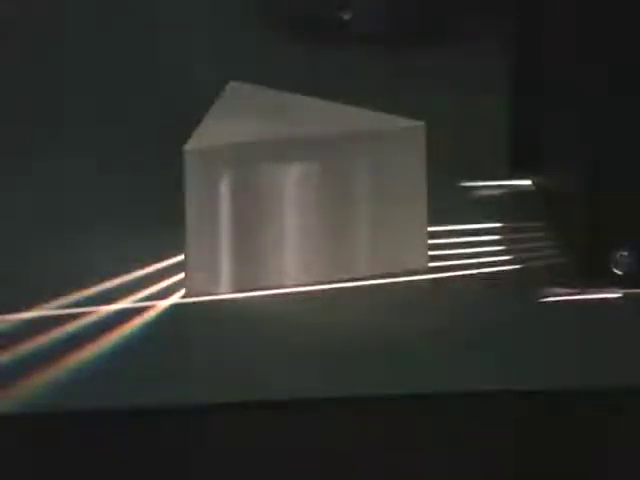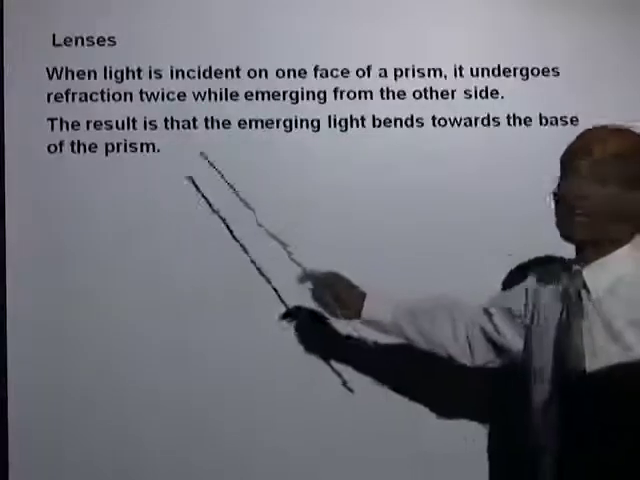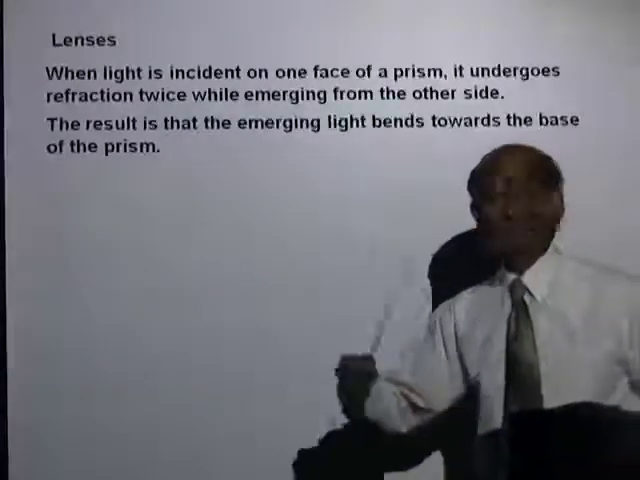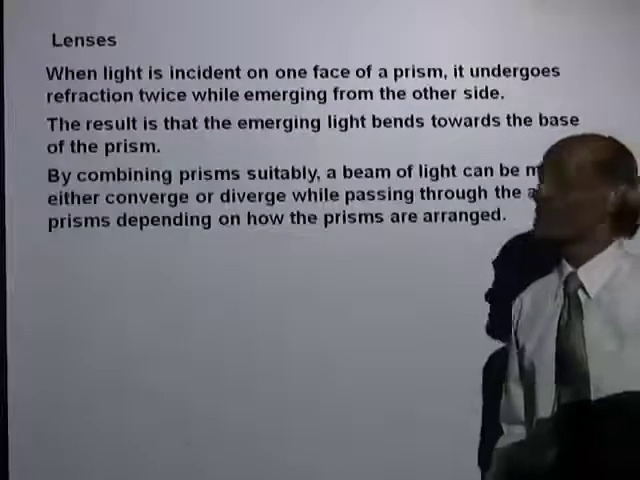You can also see the concept of dispersion here. All of them have actually spread into colors. Look at the beautiful colors there. So a light ray, while entering a prism, undergoes refraction twice and bends towards the base. So when a ray of light passes through a prism, the emerging light bends towards the base of the prism.